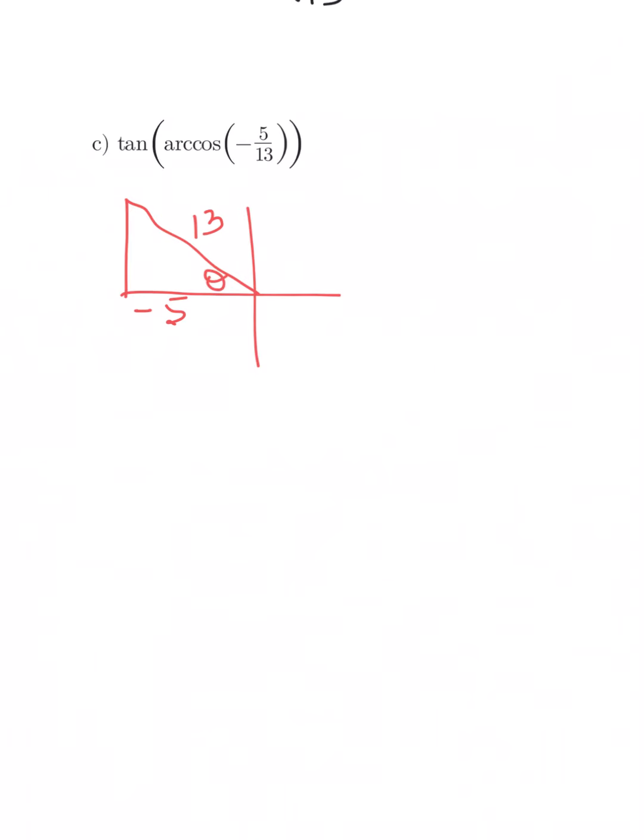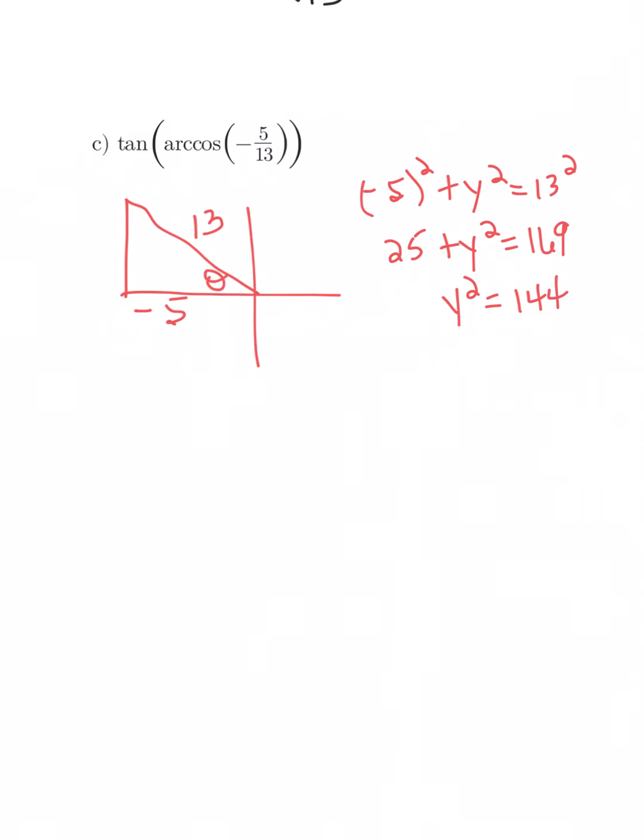Do your Pythagorean theorem to find the y value. Negative 5 squared plus y squared equals 13 squared. So we have 25 plus y squared equals 169. y squared equals 144. So y has to be plus or minus 12. In the second quadrant, y is positive. So y is positive 12.